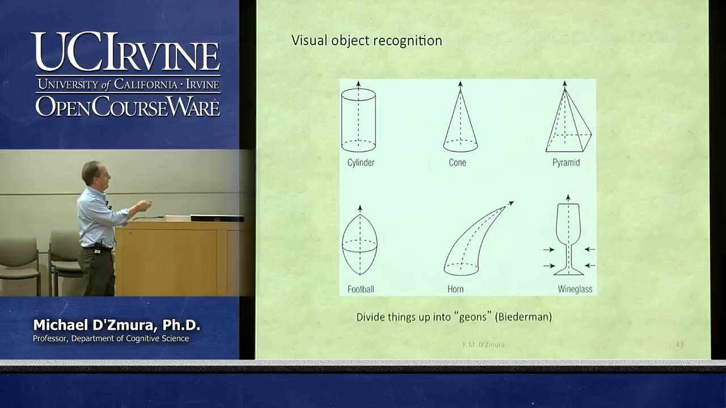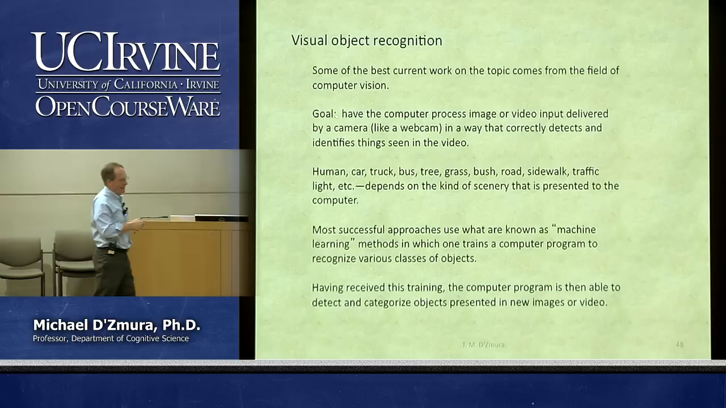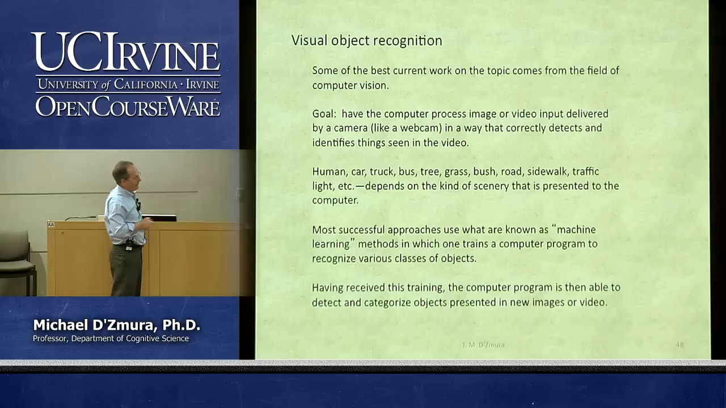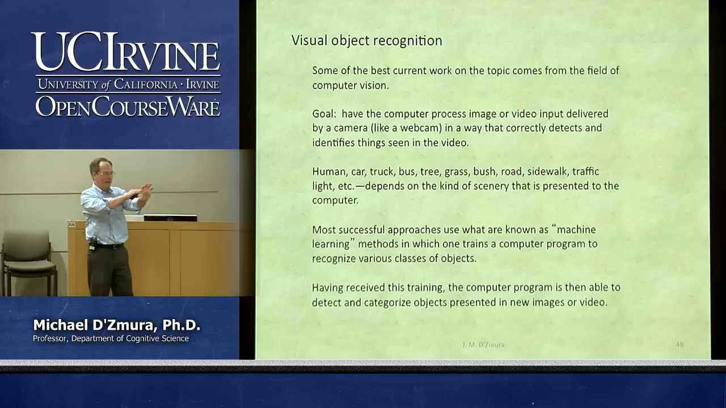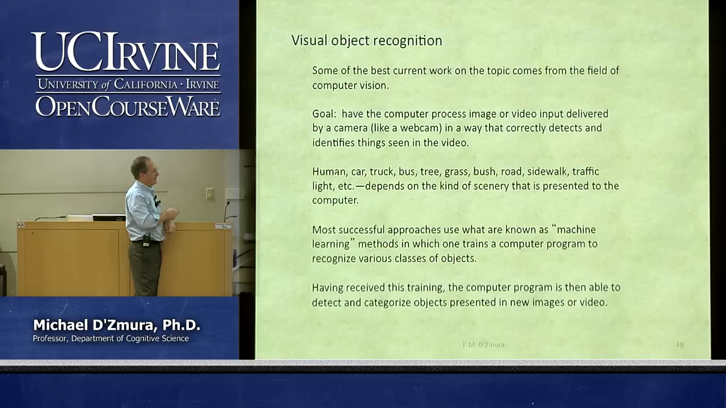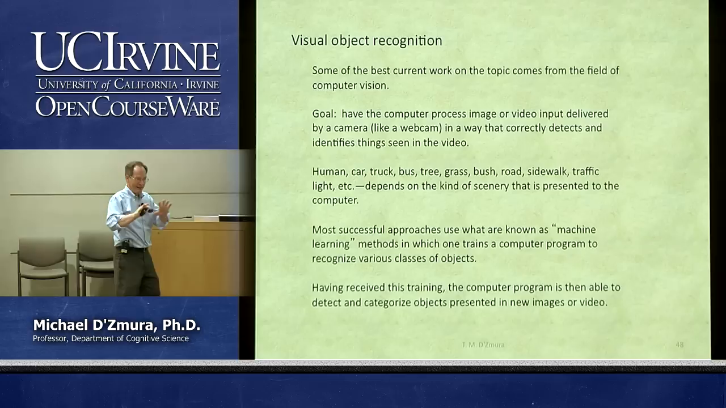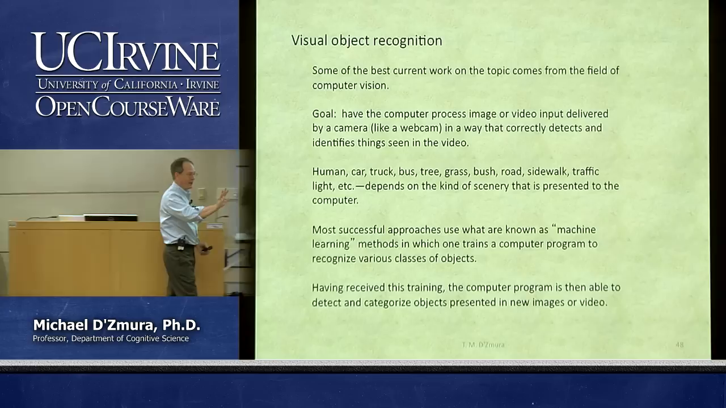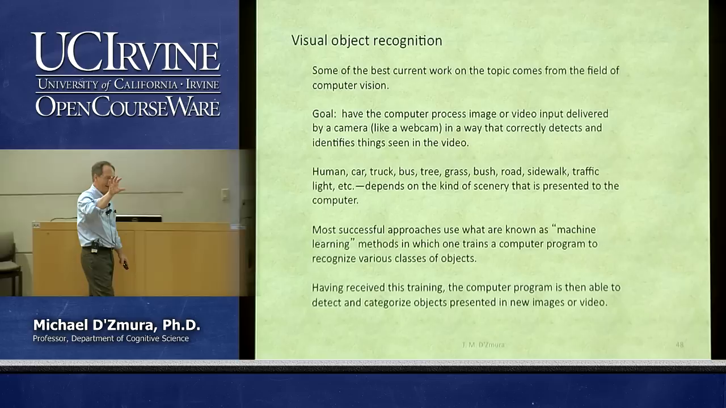People don't think about this the way they did back then. Some of the best work on visual object recognition actually comes from computer vision people. And what they really want to do is have a camera that is attached to a computer recognize things. And if you have a video camera attached to a computer that helps you label things in your video as humans, cars, trucks, buses, trees, think how excited Google would get. I mean, Google's trying to grab up all the information in the world. If they were now able to take all the YouTube videos and figure out what exactly is being seen there, now wouldn't that be cool? They could then run face recognition stuff also and figure out who's in the YouTube videos.